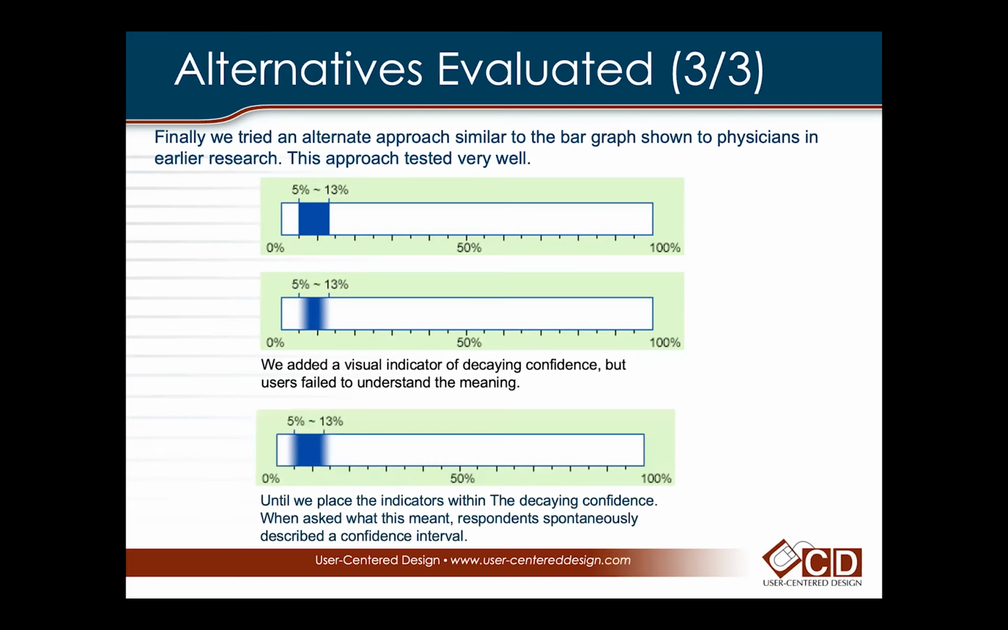But when we put the anchor points in the middle of the fade, several people spontaneously described this as a confidence interval. And I recall one person saying specifically, well, it looks like the chance is 5 to 13, but it might be a bit higher or lower than that. And so suddenly we discovered, and to this day I can't tell you why, the positioning of that line makes so much difference to people. But just by placing it in the middle of the fade, we got people to start to describe this exactly the way we wanted them to understand it.